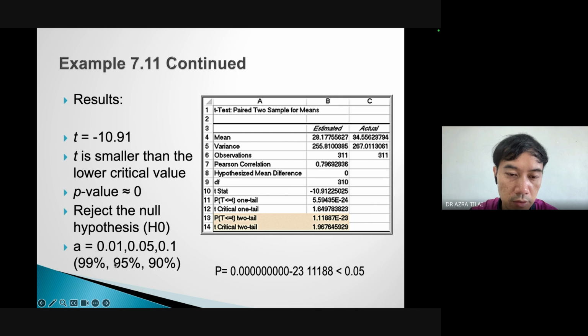Okay, we either use these three levels of confidence: 99%, 95%, or 90%. So when we use 95%, okay, you can see that it is less than 0.05. Okay, so that's the rule. Because we found out that the p-value is around 0, 0.000.